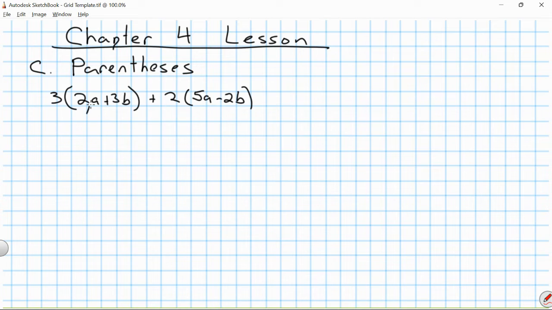Now, these a's want to be together, and these b's want to be together. And that's a problem, because they can't. You know why? Because of the parentheses. Yeah, this is like Romeo and Juliet. The parentheses don't want them to be together.